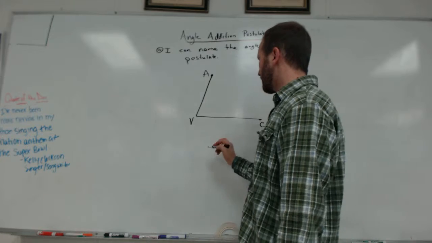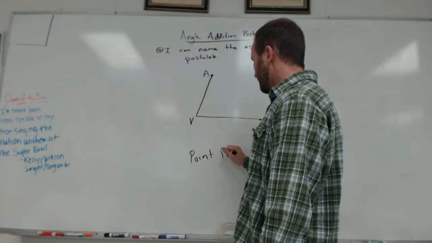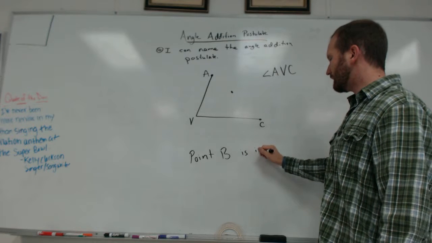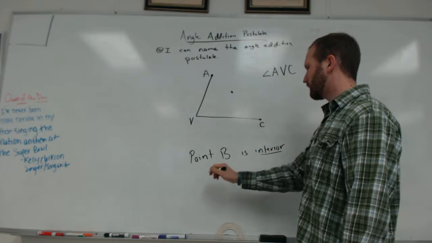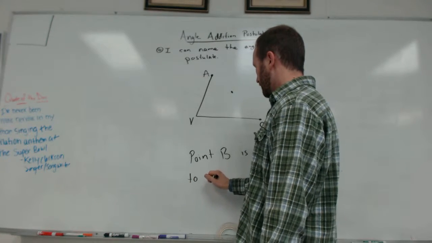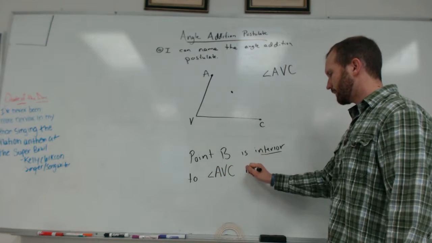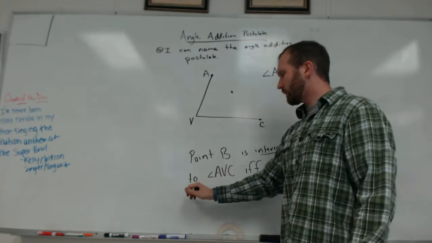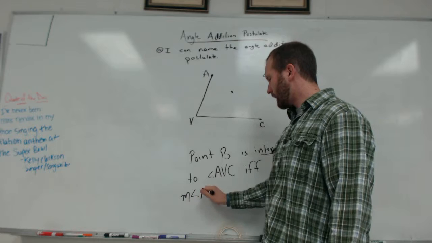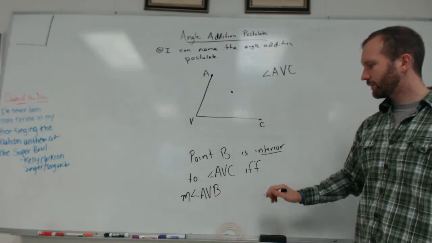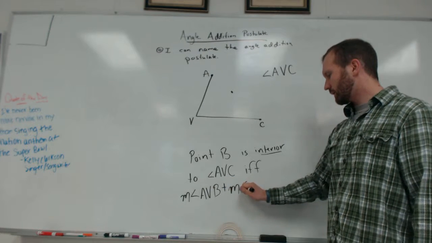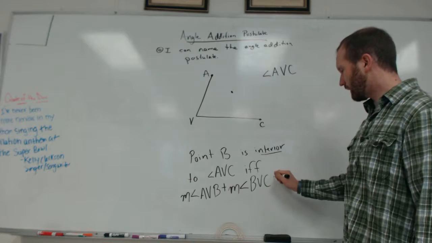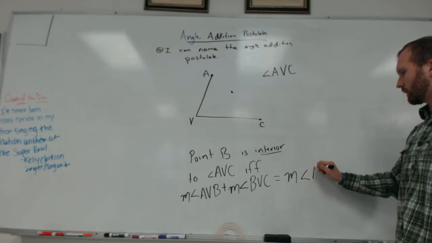The angle addition postulate says that point B, we'll put it right there, is interior to angle AVC if and only if, and this terminology is going to be a little new, the measure of angle AVB plus the measure of angle BVC equals the measure of angle AVC.